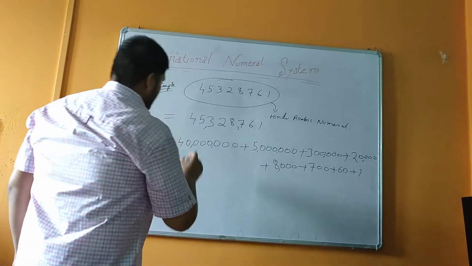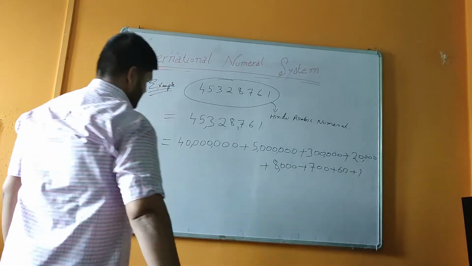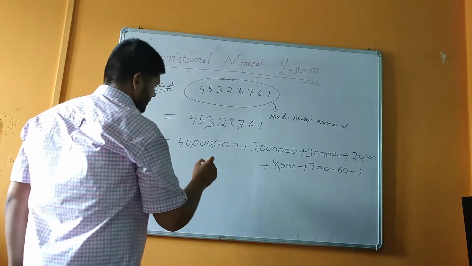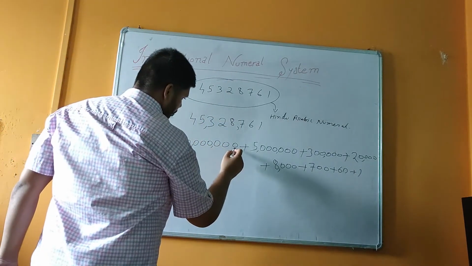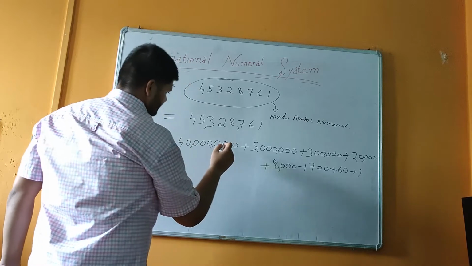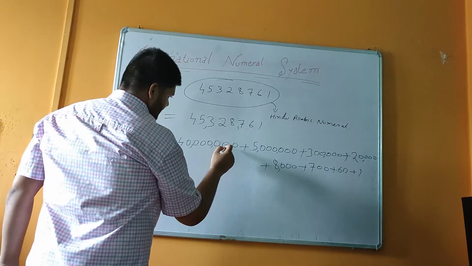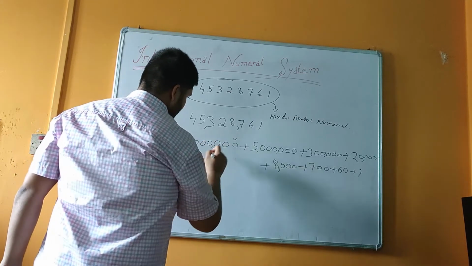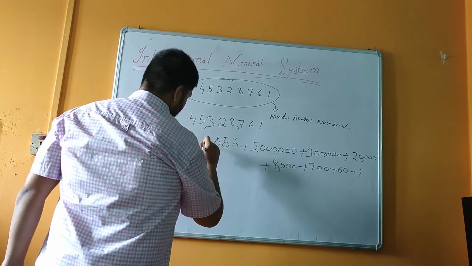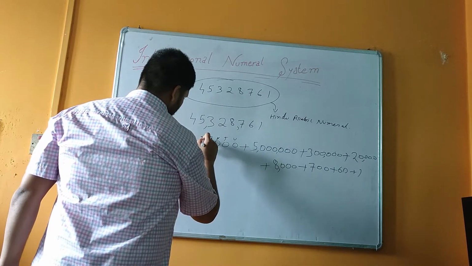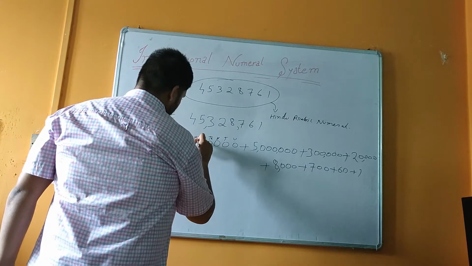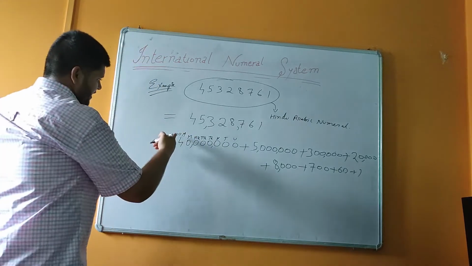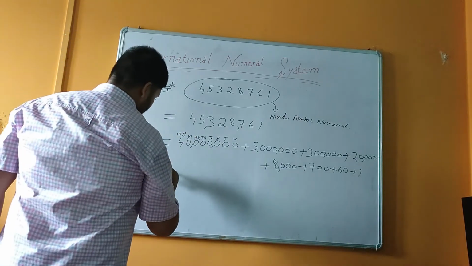Okay. Now I will transform this in terms of words. Let us count with the help of the international numeral system, that place value chart. This is unit. I am writing here: unit, tens, hundreds. This is 1000. This is 10,000. This is 100,000. This is million. This is 10 million. That means 10 into 4, it is 40 million.